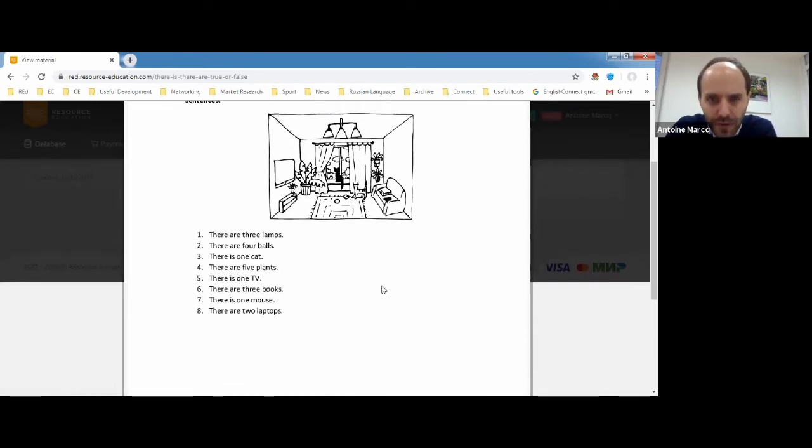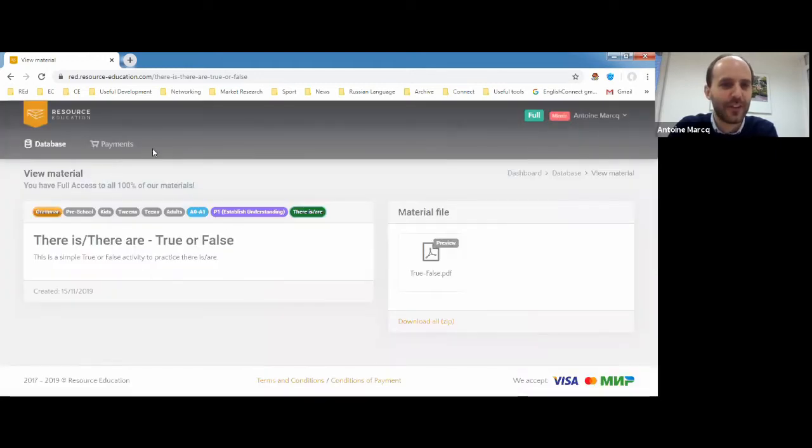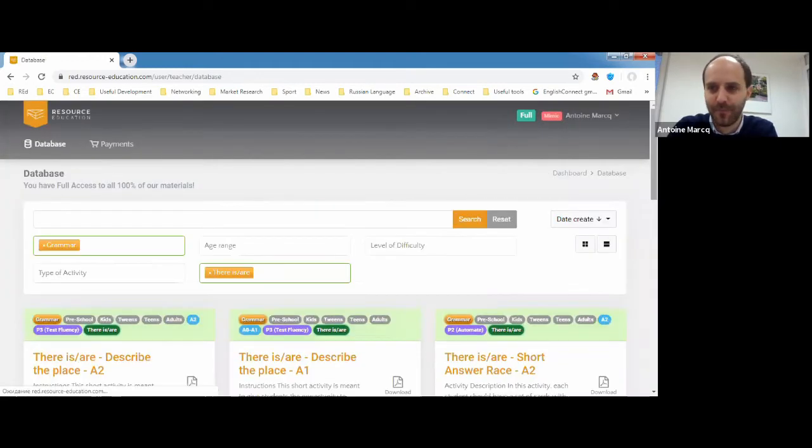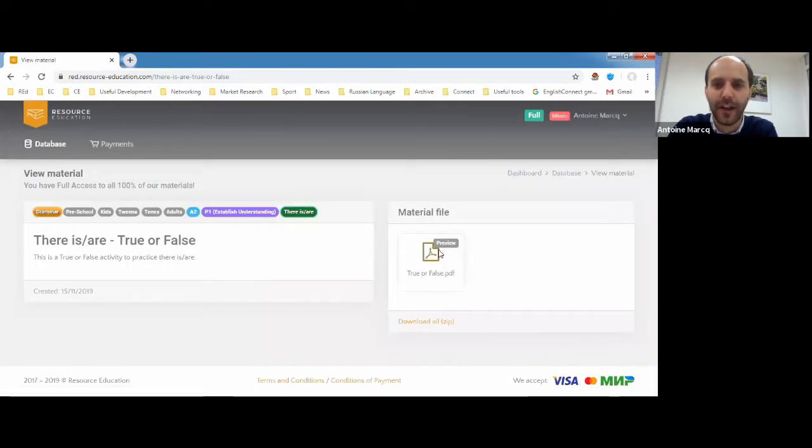There are three lamps. True. There are four balls. One, two, false. There's one cat. I see two cats, one black, one white, etc. So this is true or false for A0, A1. Same thing for A2 level.